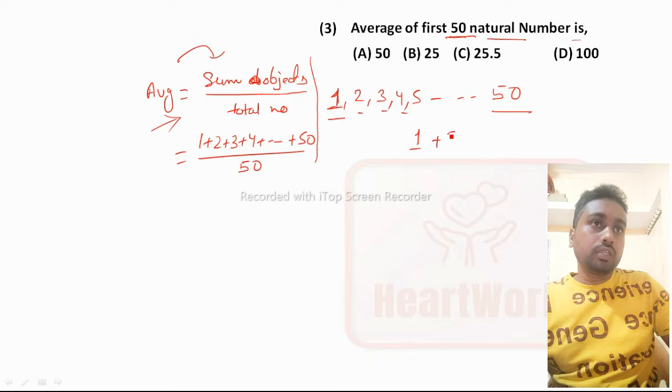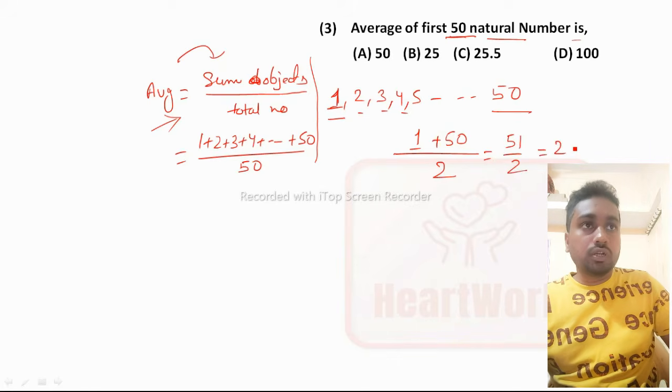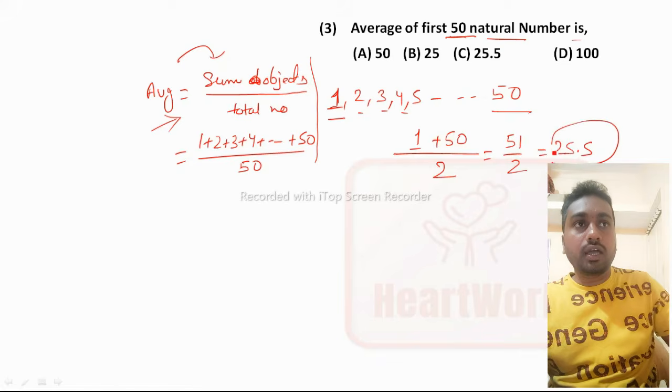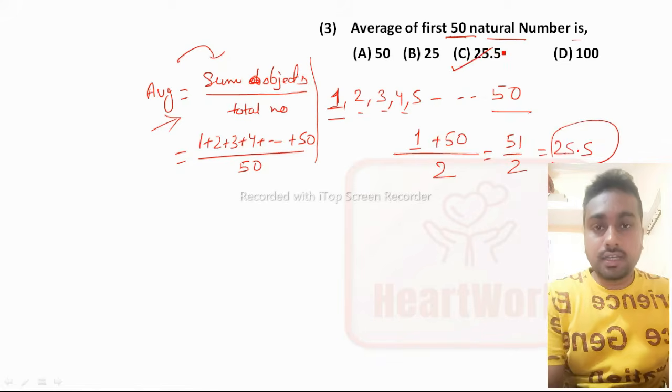1 plus 50, divided by 2 numbers, so divided by 2. So how much is it? 51 divided by 2, that is equal to 25.5. So this is the average. Option C is the right answer.